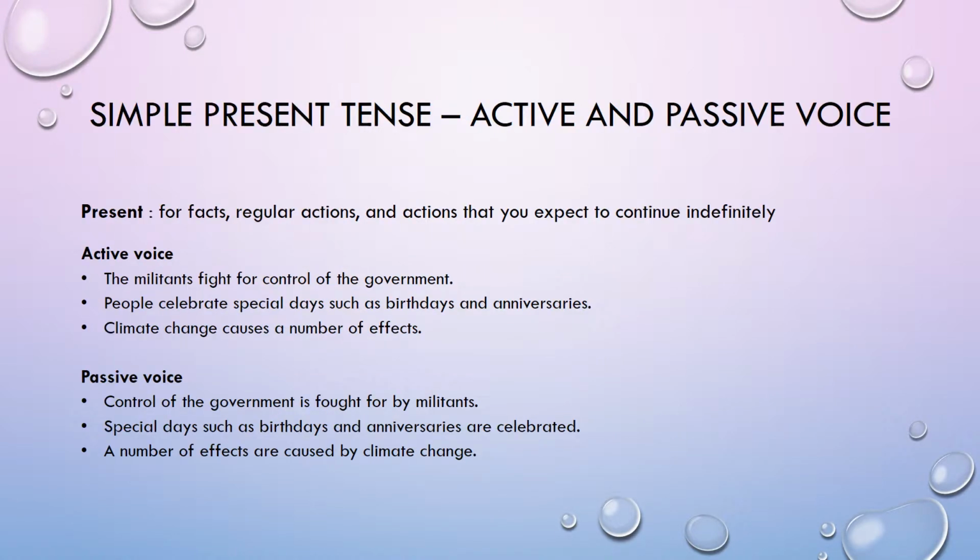Simple present tense is used for facts, regular actions, and actions that you expect to continue indefinitely. If we look at the first sentence under active voice, we can see how this works. The militants fight for control of the government. This is an action that we expect to continue indefinitely. We are not predicting an end.